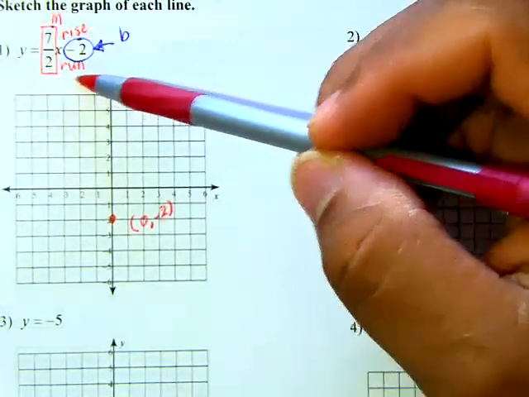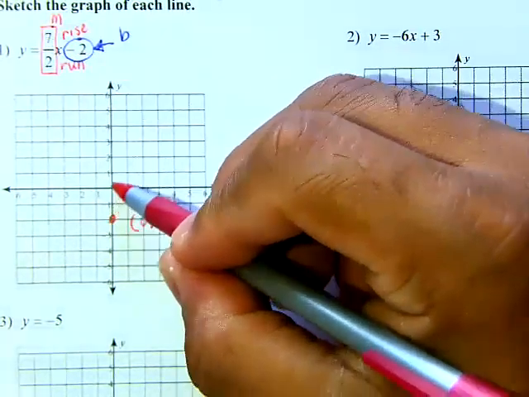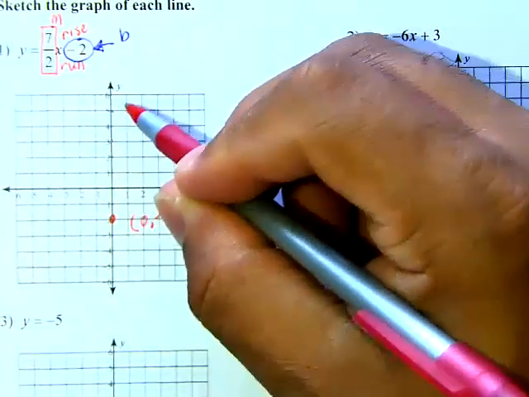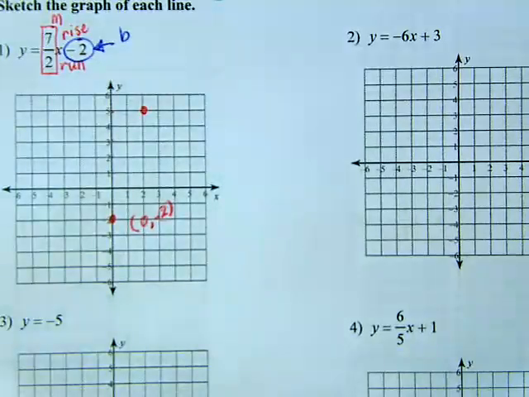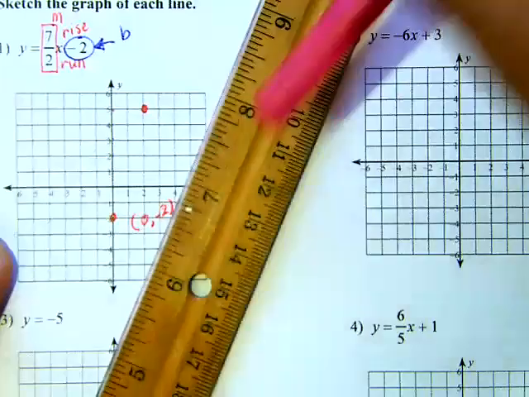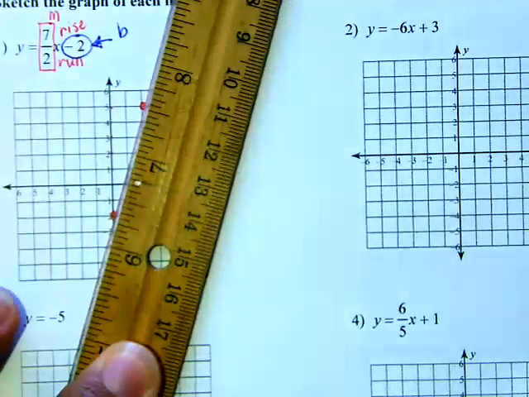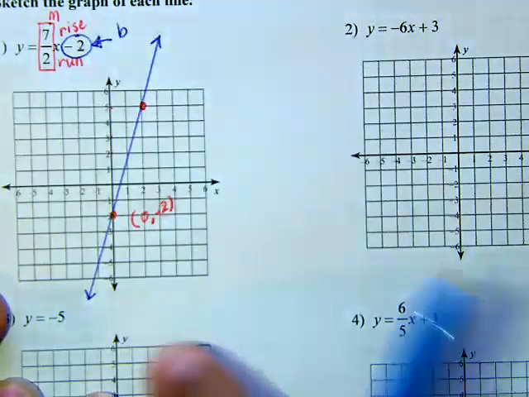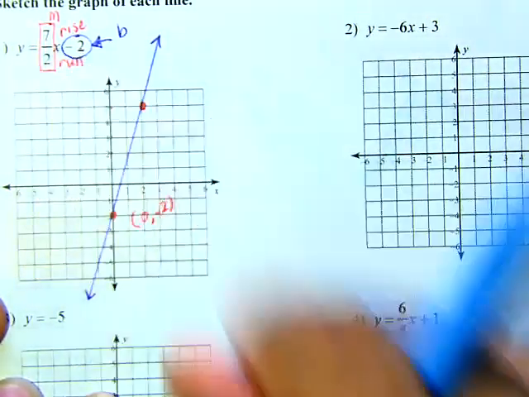And this is where rise over run comes in. Since it's positive, I'm going to rise 7, meaning 1, 2, 3, 4, 5, 6, 7, and run 2 to the right. 1, 2. Plot another point there. All you ever need is 2 points in order to graph a line. So we connect those 2 points, put arrowheads, and this is the line that represents y equals 7/2 x minus 2.